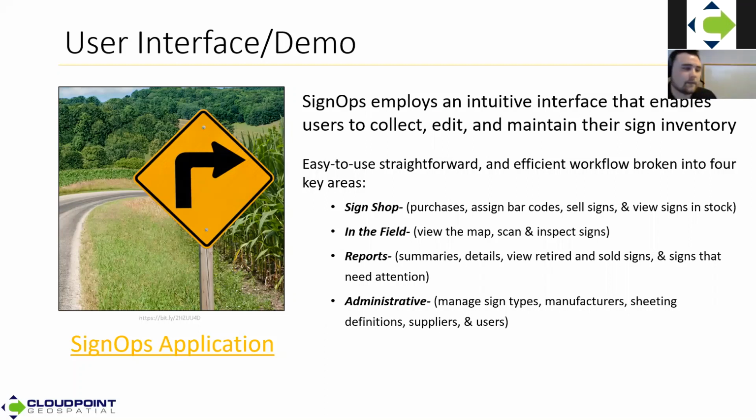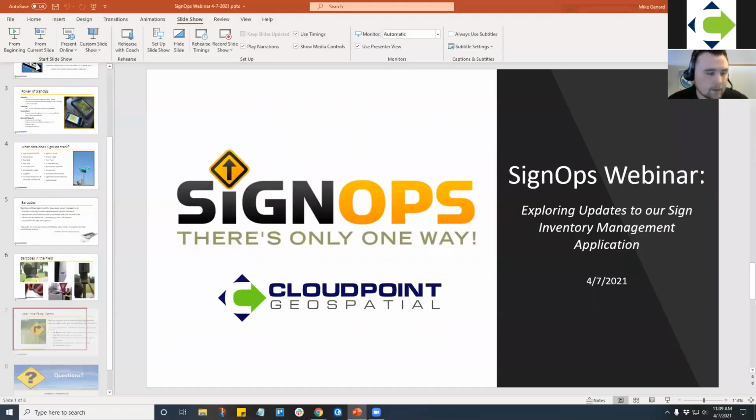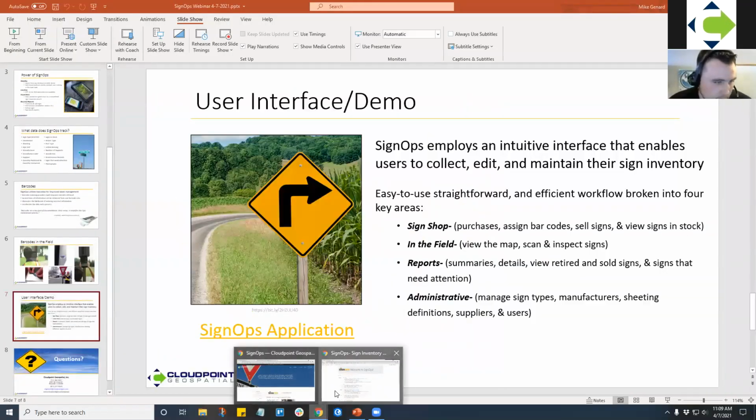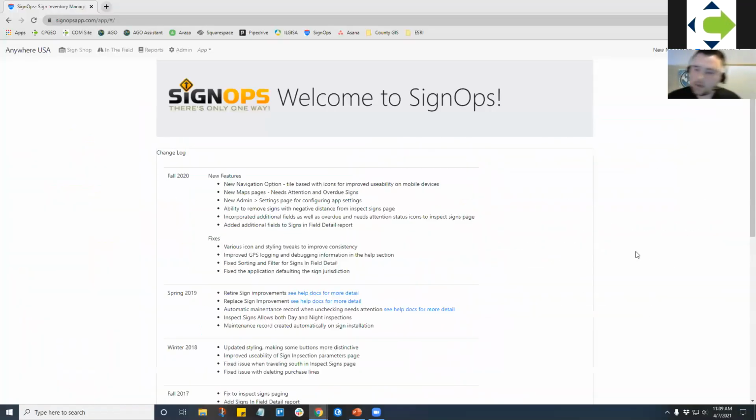And finally, we have the administrative area, and this is where we'll manage our sign types, manufacturers, sheeting definitions, and our users. So this is just the administrative settings for our specific organizations within Synops. So with that, I'm going to go ahead and pull up our application. We're going to take a look and dive into some of those updates here.